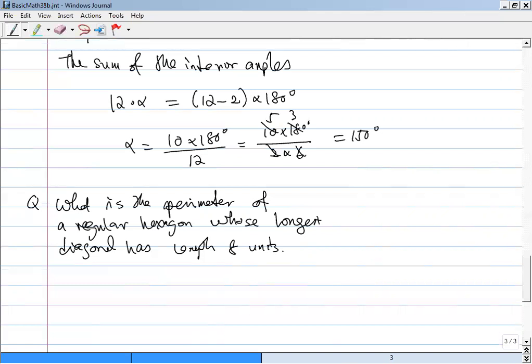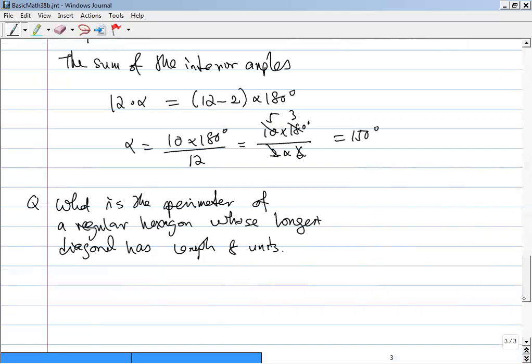Okay, please focus on this problem. I want you to do it by yourself. This is not a difficult problem. Draw the picture and then figure it out. Don't talk about anything else other than mathematics. Okay, Joshua. What is the perimeter of a regular hexagon whose longest diagonal has a length of 8 units?